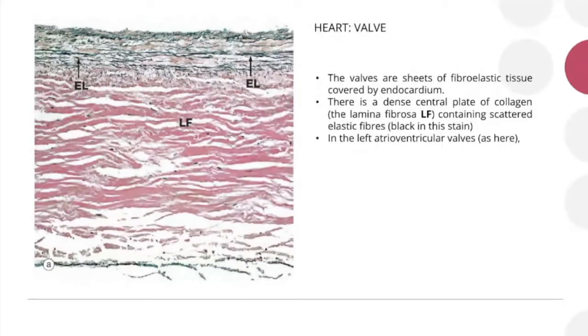So for the heart valve, this is a micrograph of the valve. The valve is fibroelastic tissue covered by the endocardium, and there is a dense central plate of collagen, the lamina fibrosa, the LF here. You saw this picture last week, but I didn't show it very clearly. This one is a much better micrograph. Okay, there's a scattered elastic fiber, which is in black stain.